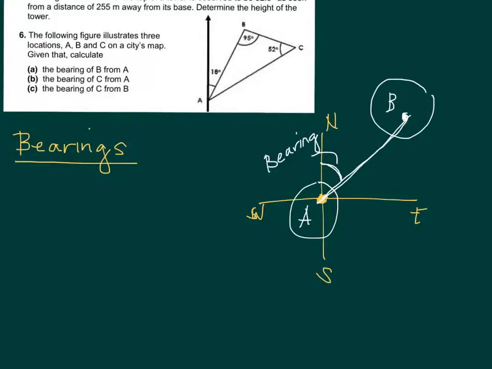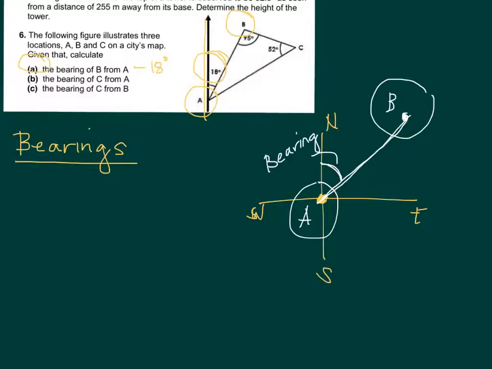Okay, so let's go back to the example. First, we want to find the bearing of B from A. So the reference point is A, and we want to find the bearing of B. To get the bearing of B, we look at the north axis of A, then measure the angle connecting A and B. Now based on the figure, the angle for the bearing is actually 18 degrees. So we were able to answer letter A easily. Okay, so that's 18 degrees.